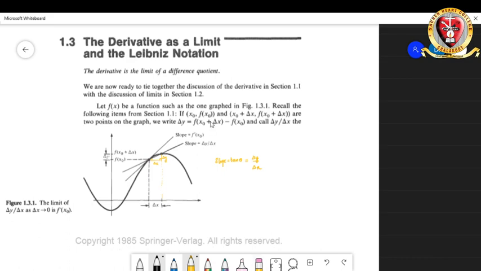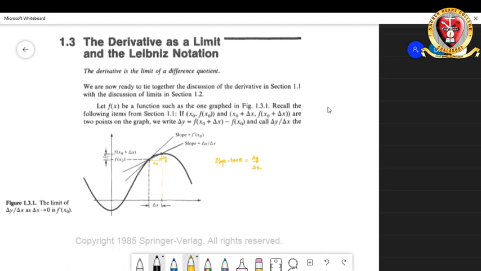To start off, our basic claim is that the derivative is the limit of a difference quotient. This is a basic idea as we move along this section. So suppose we have a function f of x, and suppose the function is the graph which you are seeing here.